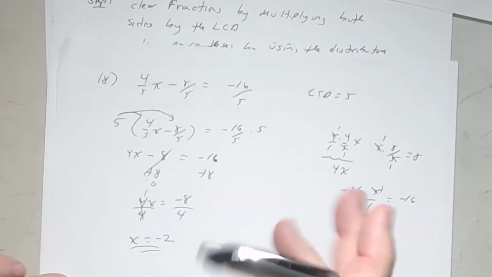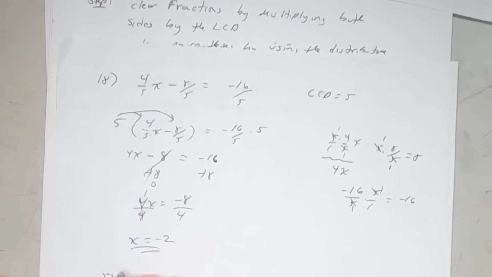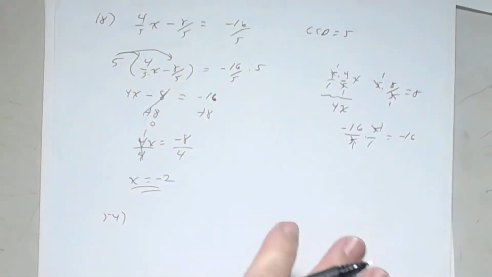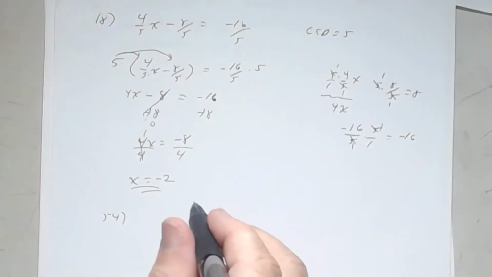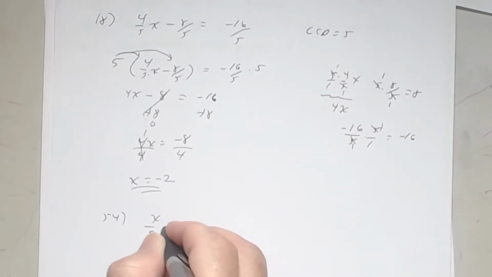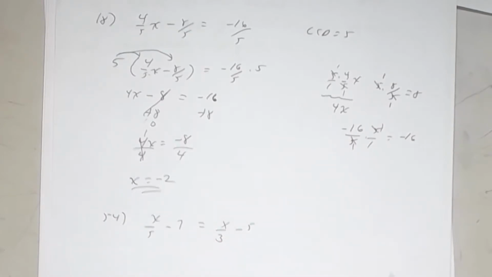Okay, now let's look at this. This is number 54. This is probably an example where clearing the fractions is more helpful. So you have x divided by 5 minus 7 equals x divided by 3 minus 5. So I have fractions. Right off the bat, the step says clear the fractions. That's what the step says, so let's do what the step says.